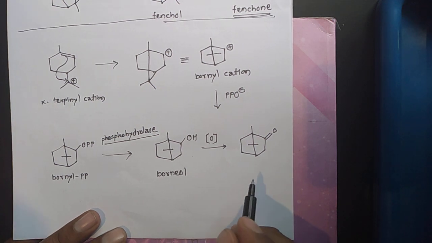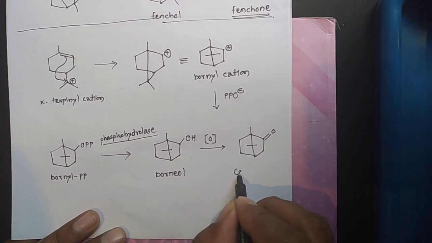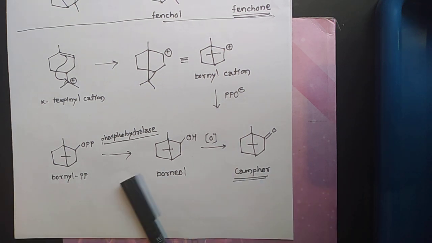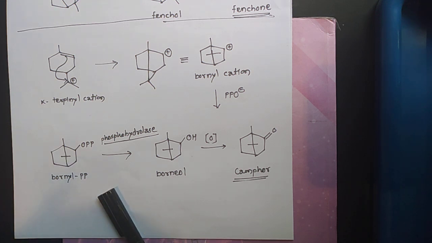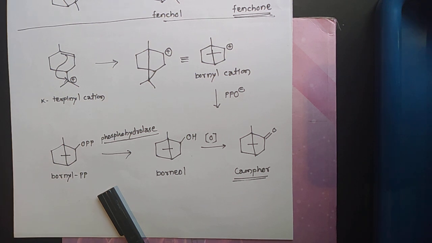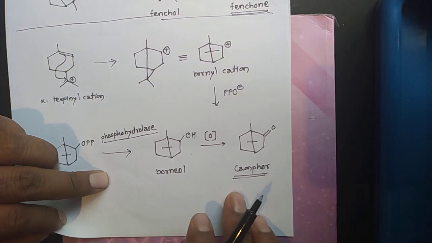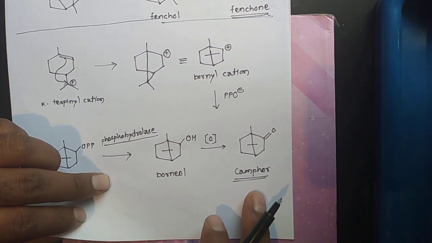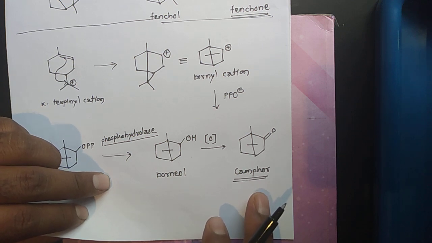But dear, the common name of this compound is very famous: camphor. So you have to always remember the relation between Borneol or Bornyl and camphor. Both are not different, because it seems that camphor is completely different from Bornyl, but structure-wise both are related to each other. So we have prepared another important terpenoid, which is camphor.